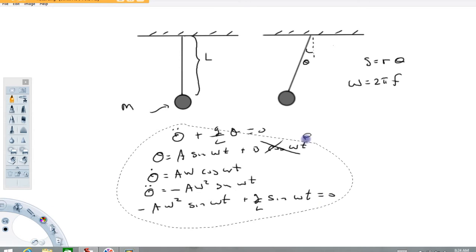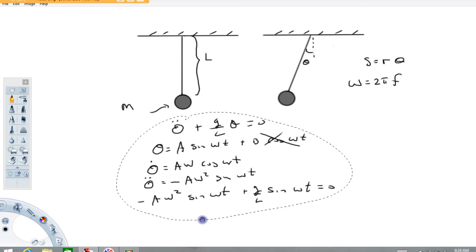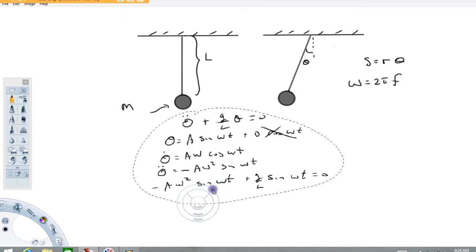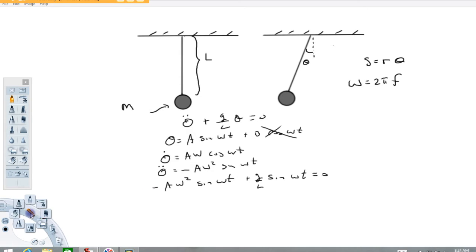Make myself a little more room here. All right. Factoring. Next step here is to do a little bit of factoring. You notice we can factor out a sine omega t.